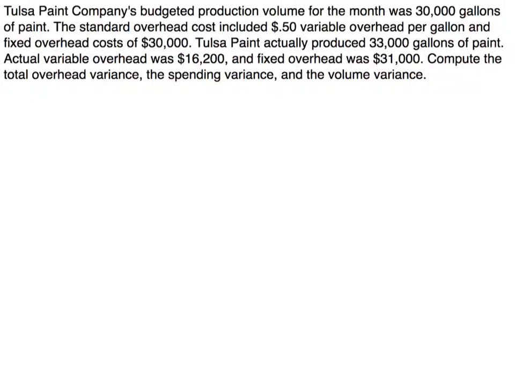So let's jump right on into an example here. Tulsa Paint Company's budgeted production volume for the month was 30,000 gallons of paint. The standard overhead cost included 50-cent variable overhead per gallon and fixed overhead cost of $30,000. Tulsa Paint actually produced 33 gallons of paint, and actual variable overhead was $16,200, and actual fixed overhead was $31,000. Compute the total overhead variance, the spending variance, and the volume variance. So that's that last chart down there at the bottom.